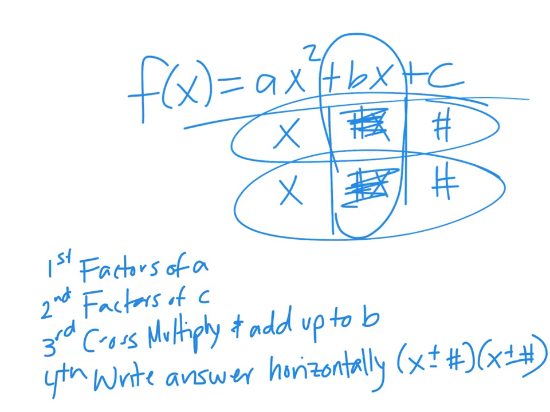So if I were to throw a rhyme or spit a rhyme here, I would say find the factors of a, find the factors of c, cross multiply and add up to b. You know you have it if it was meant to be, and then finally write your answers horizontally.